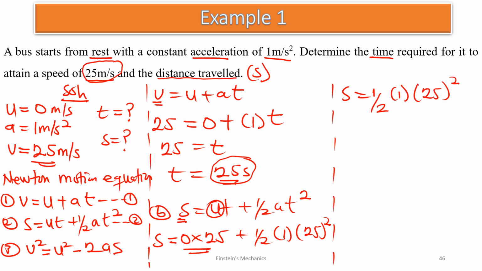Very good. All right. So with this, we see this to be equal to 312.5, and since it is a distance traveled, it is going to be meters. Very good. So using Newton's motion equations is also a way we can solve dynamics questions. Now let's look at question 2. Maybe you have a different approach.